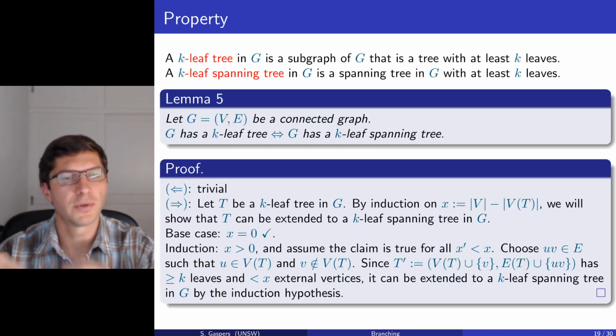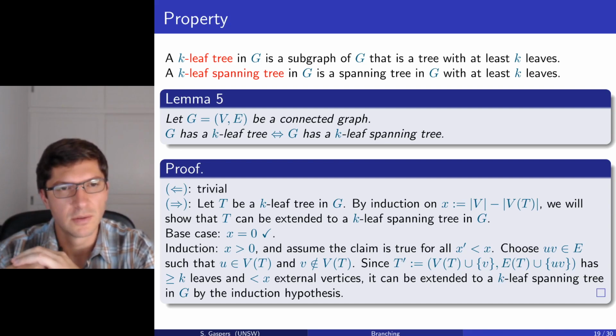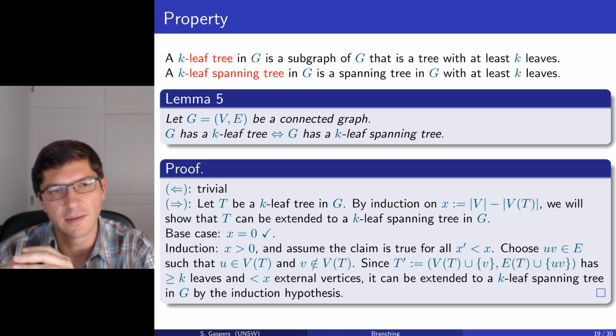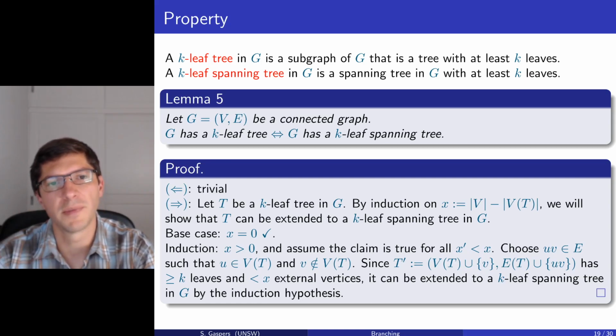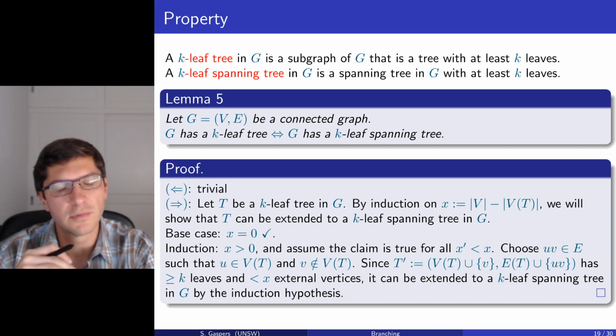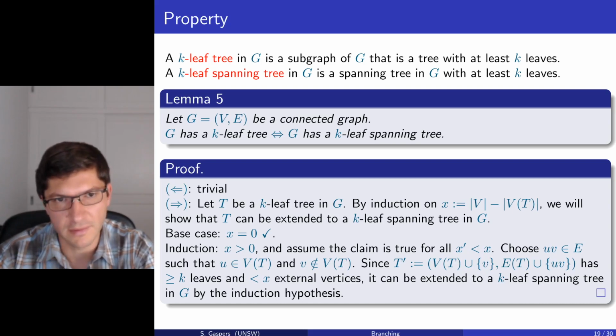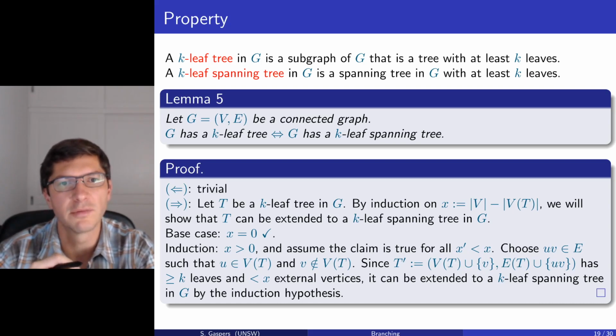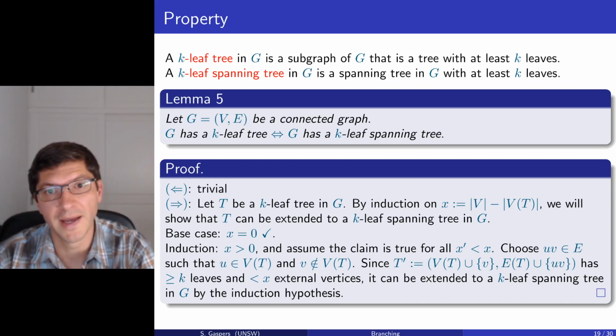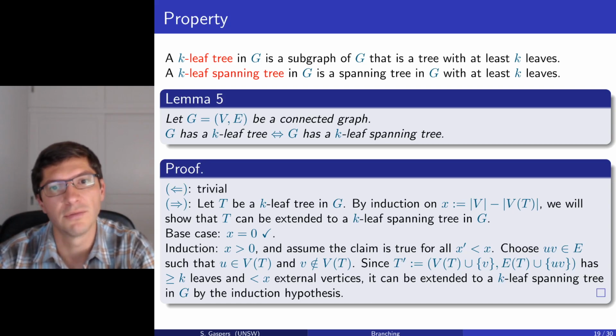The first property we're going to use is that if we are able to compute a subtree that has k leaves, that doesn't necessarily span the whole graph, this will actually be sufficient. So we say that a k-leaf tree in a graph is a subgraph that is a tree with at least k leaves, but it's not necessarily spanning. And of course, a k-leaf spanning tree is a k-leaf tree that spans the whole graph, so that reaches every vertex.